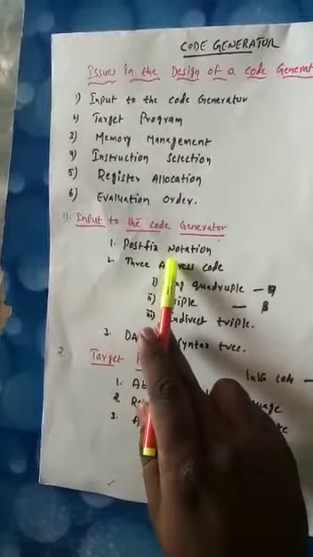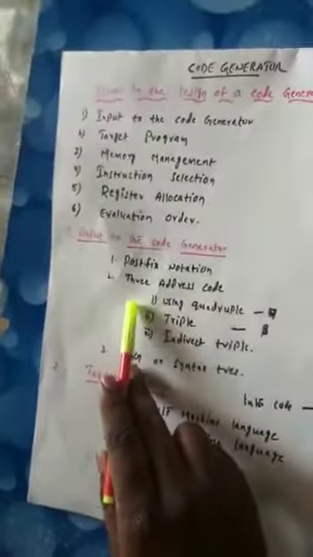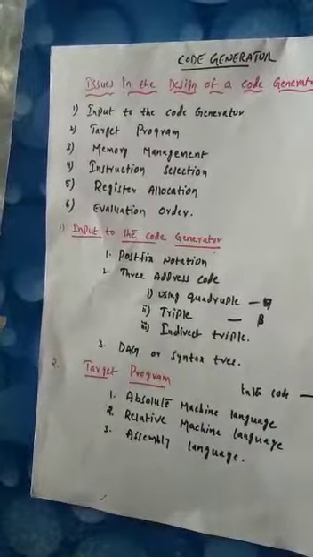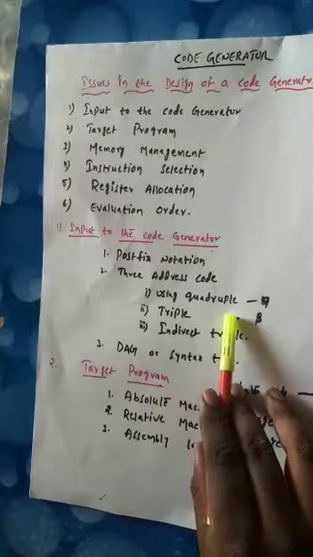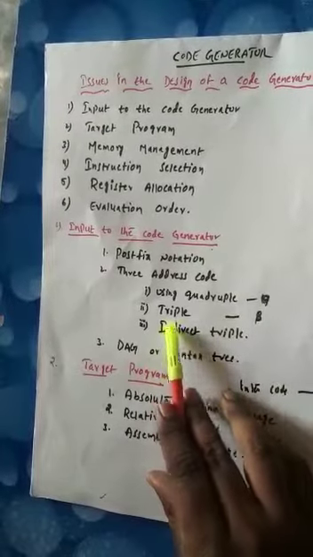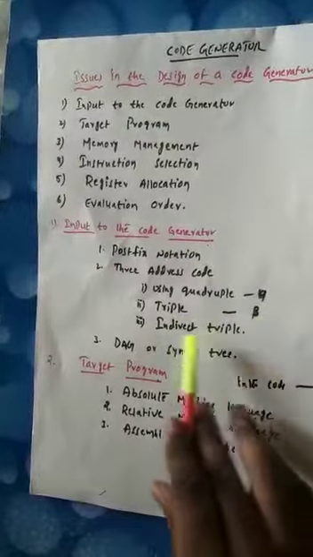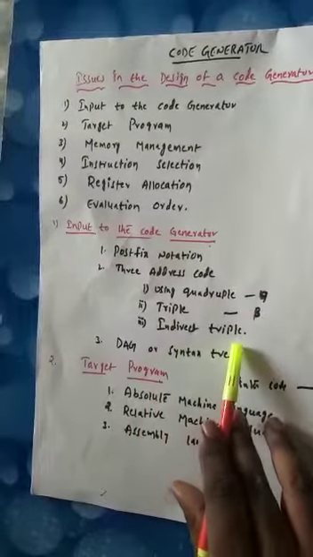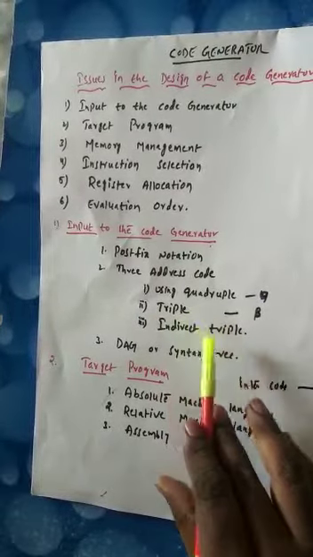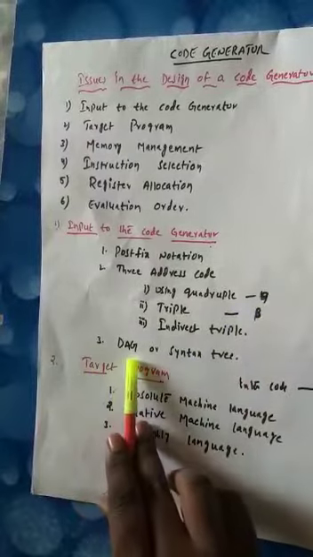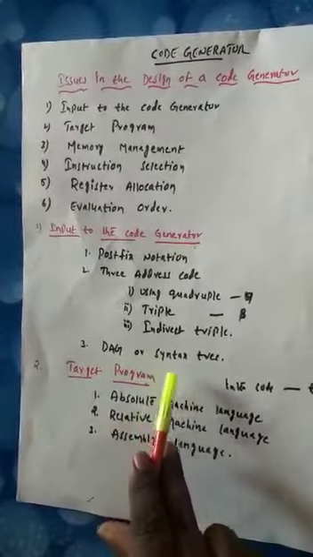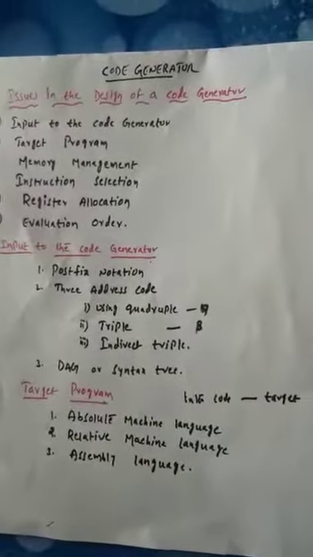The first one is postfix notation. The second one is three address code. Three address code consists of three different types. First is quadruple, which contains four fields. Second is triple, which contains three fields. The third one is indirect triple, which is similar to triple, but the triple addresses are stored in another triple. And the next one is DAG, which stands for directed acyclic graph, also called a syntax tree.